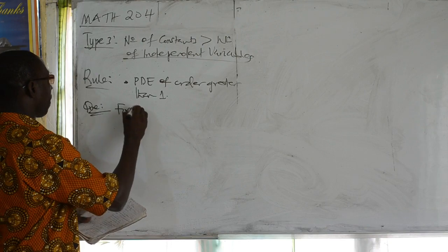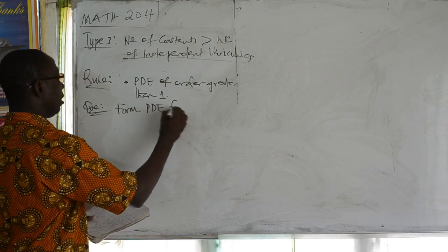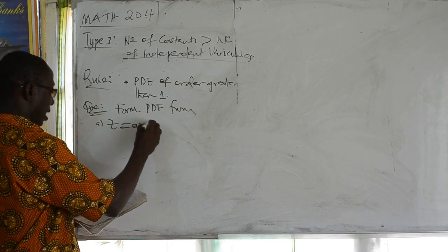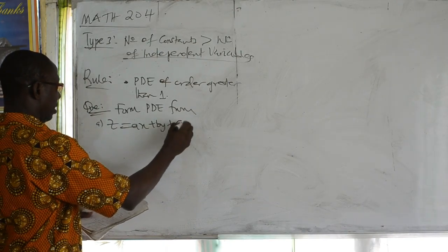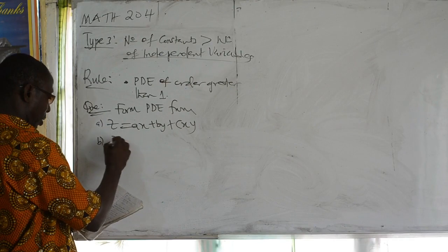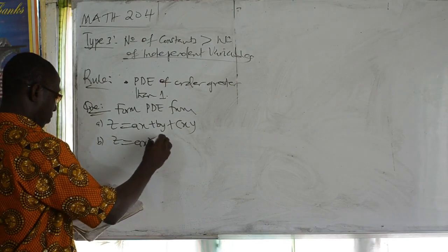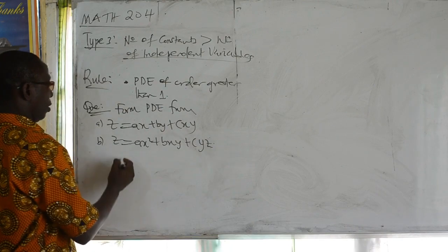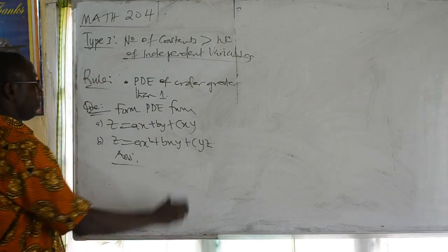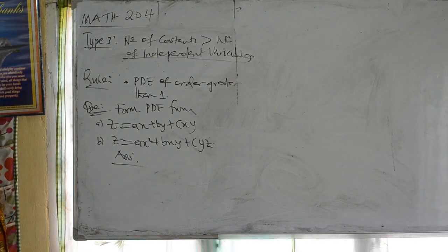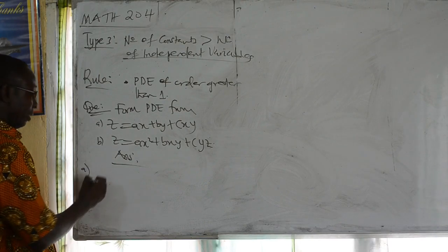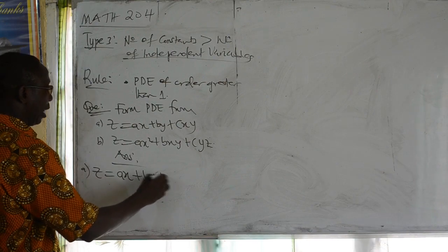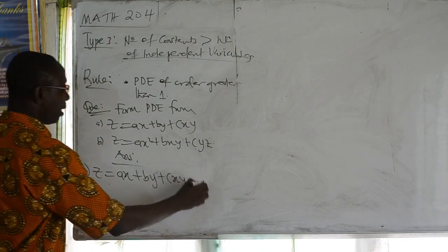Form the PDE from Z equals ax plus by plus cxy. So let's solve this. Now, so we are solving this. So z equals ax plus by plus cxy. It's my equation 1.